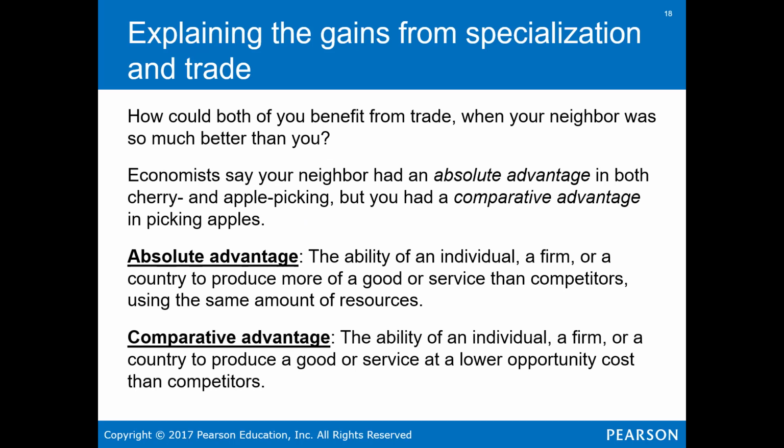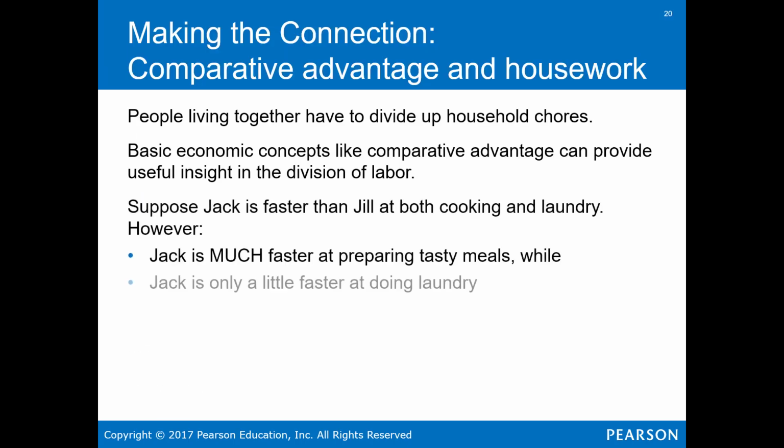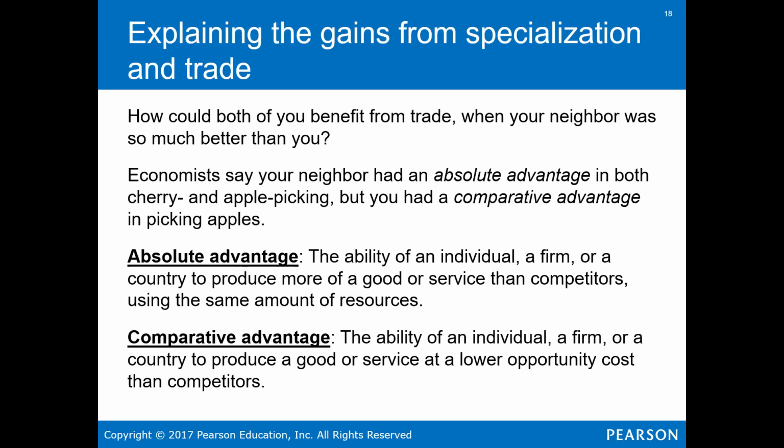How could you both benefit from trade when your neighbor is much better than you are? Economists say your neighbor had an absolute advantage in both. So absolute advantage, you're better at, let me go back here. Absolute advantage is the ability of an individual, firm, or country to produce more of a good or service than competitors using the same amount of resources. Your neighbor and I had the same amount of hours, but my neighbor was better at picking cherries, right?